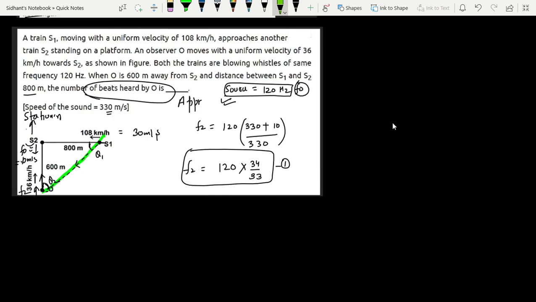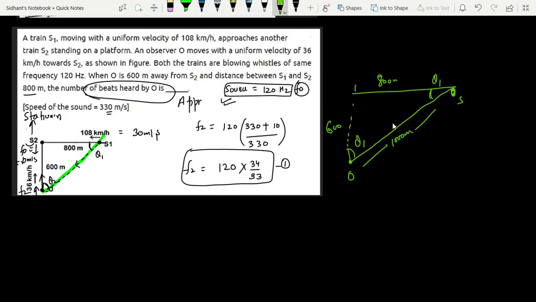Second case, see Lohit, here was the observer and here is S1, and it is moving in this direction like this. You join it like this, somewhere here, and it is like this. So this angle is taken to be theta 1, this angle is taken to be theta 2. This distance is 600 meters and this distance is how much? 800 meters. So first of all, find this distance. This comes out to be 1000 meters, right? The distance is 1000 meters.